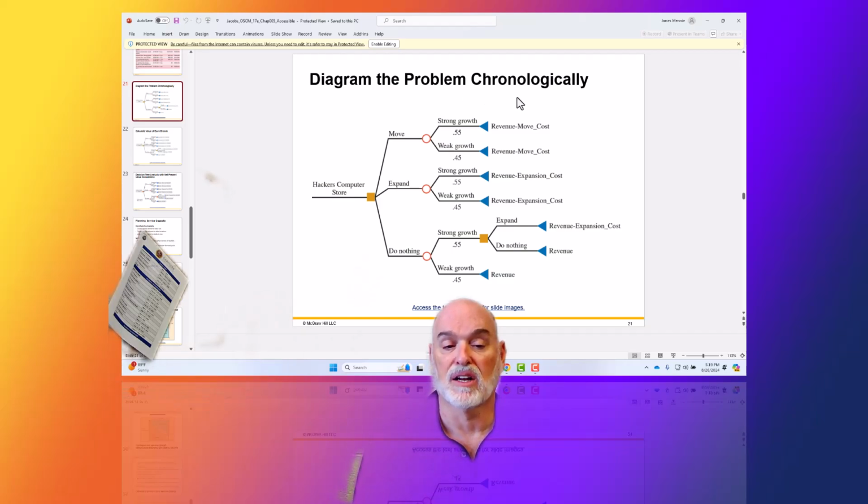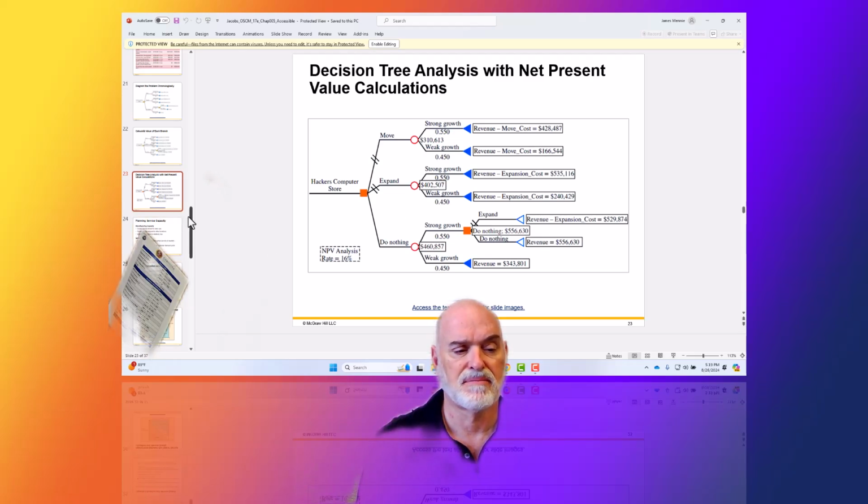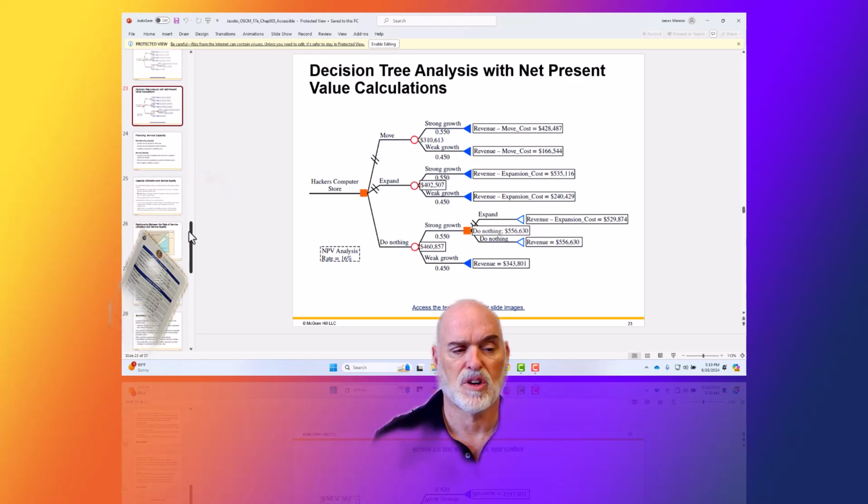Diagram of the problem chronologically. You have Hacker's Computer Store. Here are the options: move, expand, or do nothing. And then the strong and the weak, strong and the weak, strong and the weak, and the probability of each one of these. And then you have the revenue minus move is the cost. And then we can plug in those numbers and we can see how cost effective it is and which one makes sense. Which one makes sense? We'll talk about that in class.